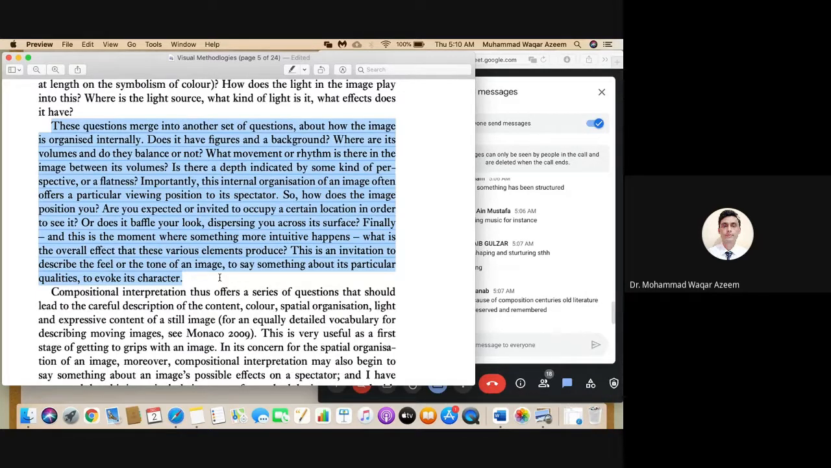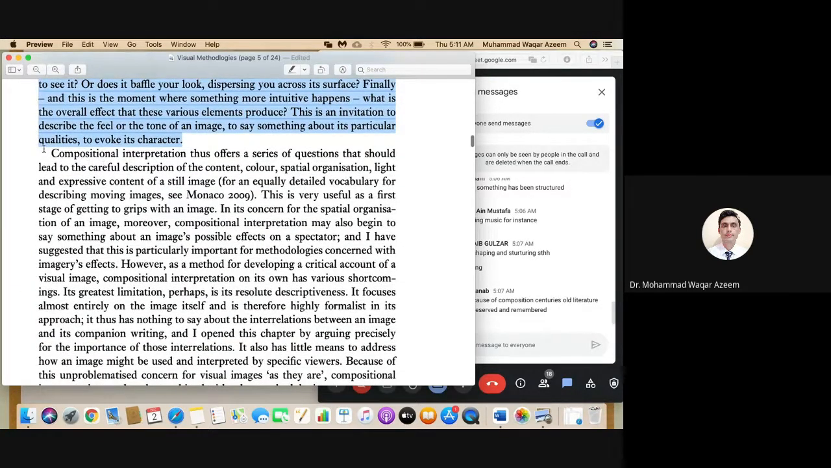Finally, and this is the moment where something more intuitive happens, what is the overall effect that these various elements produce? This is an invitation to describe the feel or the tone of an image, to say something about its particular quality, to evoke its character. So then to conclude about this method, compositional interpretation thus offers a series of questions that should lead to the careful description of the content, color, spatial organization, light, and expressive content of a still image.